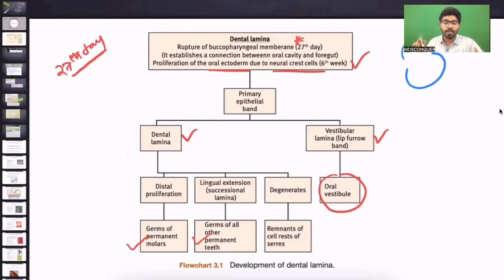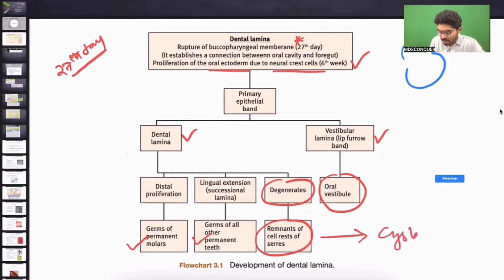Sometimes some areas of your dental lamellae will get degenerated. Those are called remnants of the dental lamellae. They are called cell rests of Serres, which in future can give rise to the formation of a few cysts that we'll be discussing in oral path and oral medicine. Clear, right? So the most important points: the rupture of the buccopharyngeal membrane occurs at the 27th day, a very frequently asked question. Then the proliferation of your oral ectoderm due to the neural crest cells occurs at the 6th week. The dental lamellae gives rise to dental structures and the vestibular lamellae gives rise to the oral vestibule.